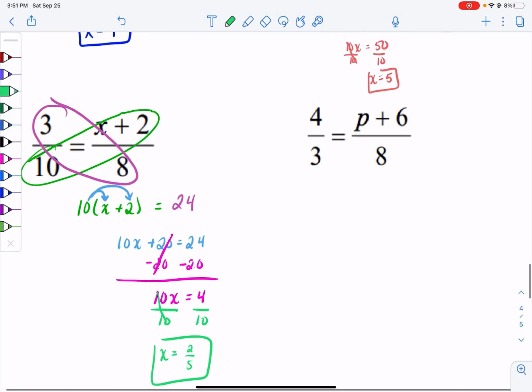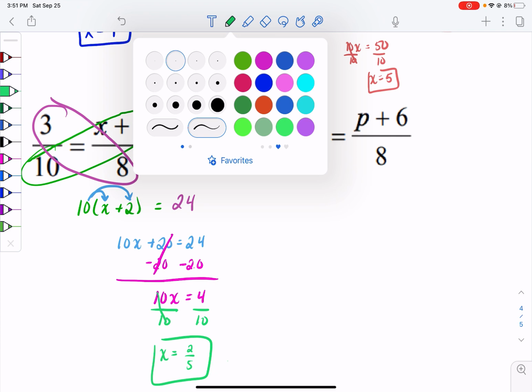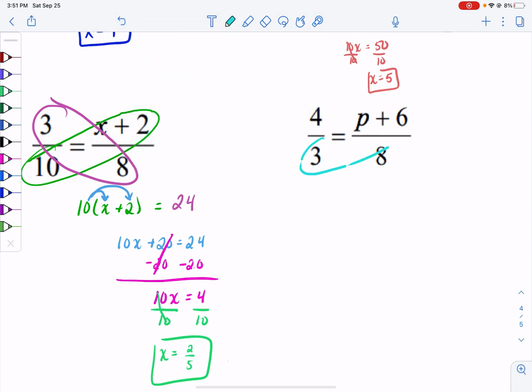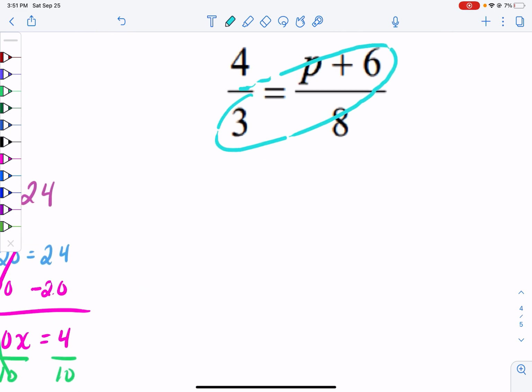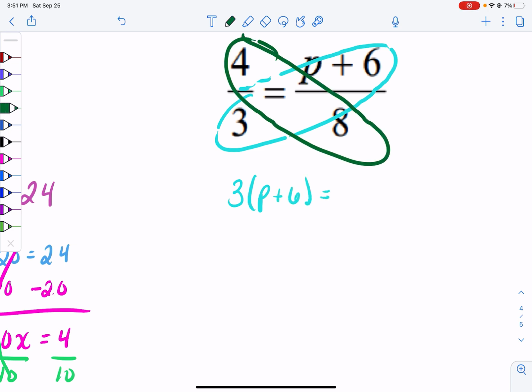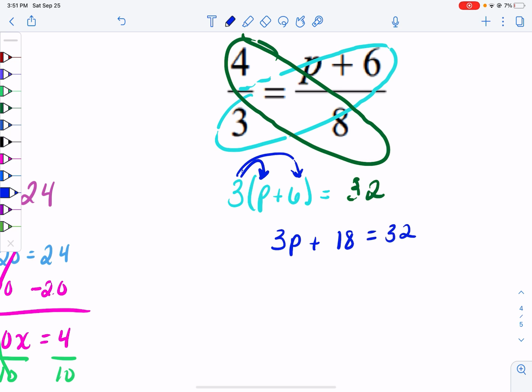Let's go on to our final question. For this one, we're going to cross multiply our 3 with our p plus 6. So if I look, I have 3 times p plus 6, not just 3 times p. So I'm going to do 3 times p plus 6, and that's equal to 4 times 8, which is 32. So I distribute my 3 to my p and my 3 to my 6. I get 3p plus 18 equals 32.